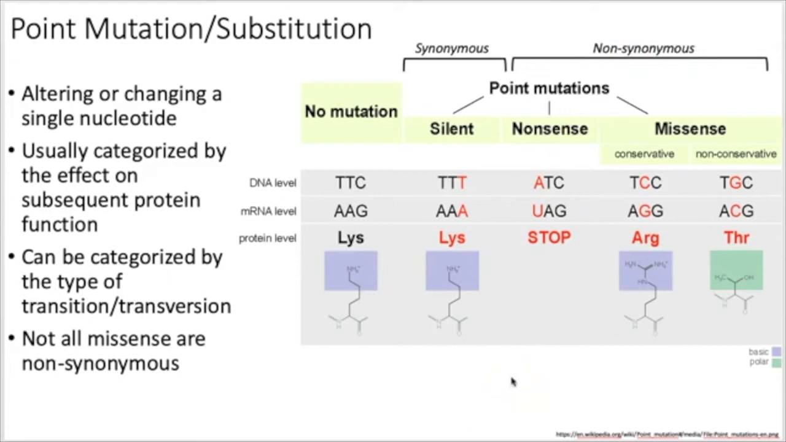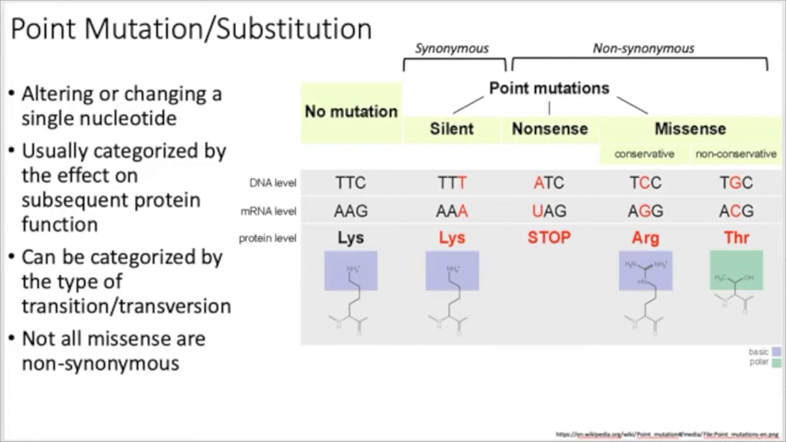Is it a point mutation? Is it silent? Is it nonsense? Is it missense? If it is a missense, is it conservative? Is it non-conservative? So those are the biggies that you need to know. And I even added a little extra point here that yes, you could have a missense that doesn't really alter the protein's functionality, and thus it is not non-synonymous, but I don't know. And most of the time it's going to be.